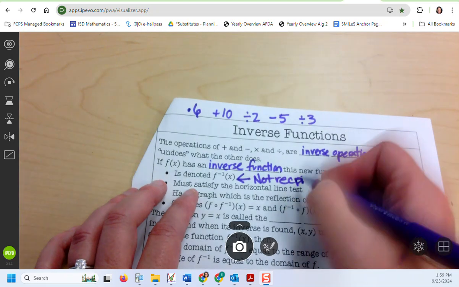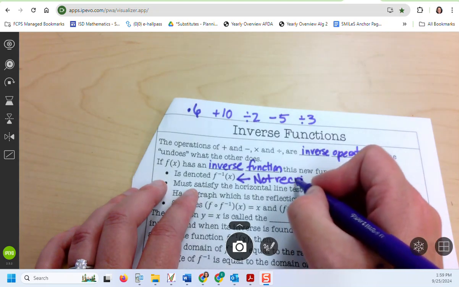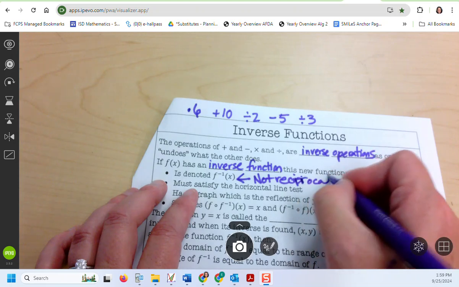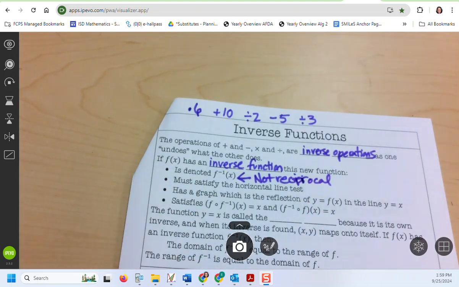Reciprocal. Okay, close enough. So when you see that negative 1 exponent, don't be confused and think I'm talking about x to the negative 1, which is the reciprocal. Instead, we're talking about inverse.